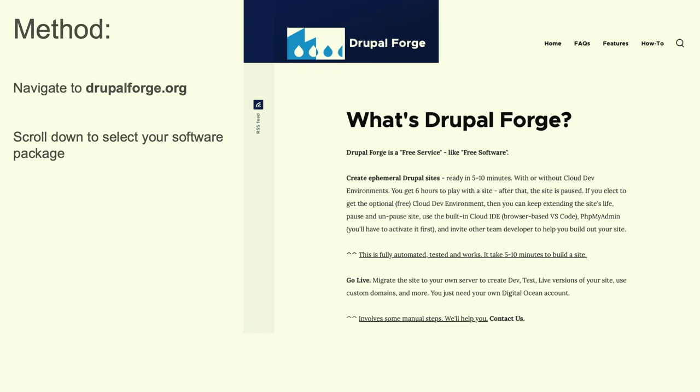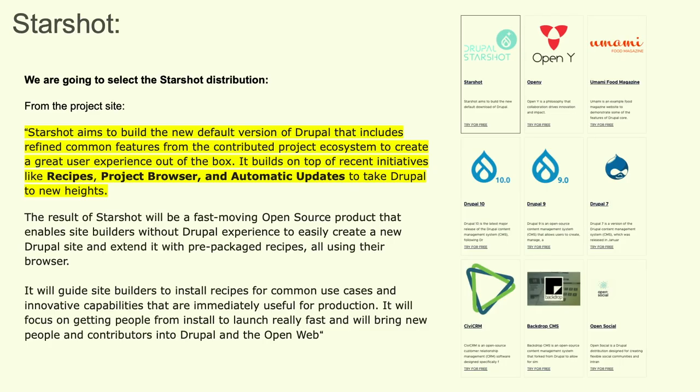How it works, you go to Drupal Forge, you end up on this page, you need to scroll down. That should be on top. Here you get a variety of recipes you can choose from. We're going to be using Starshot today, but maybe you wanted to use Backdrop, maybe you wanted to try out Civic CRM. You got an interview in 2 weeks for a Civic CRM position, you better go learn it quick.